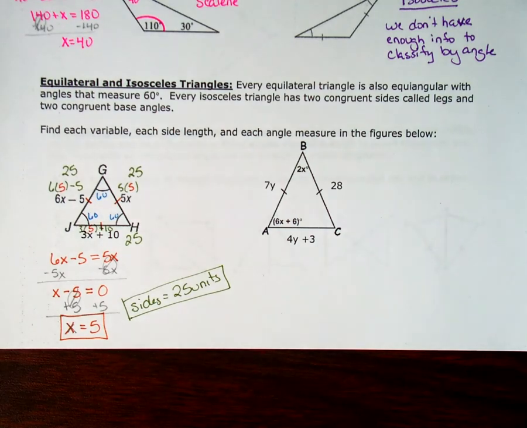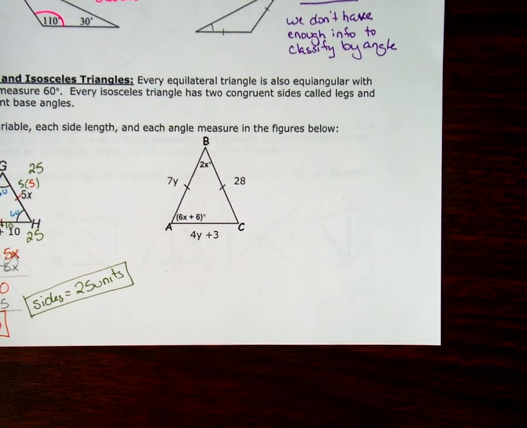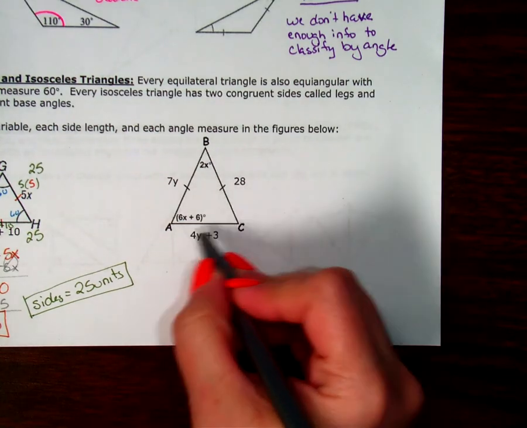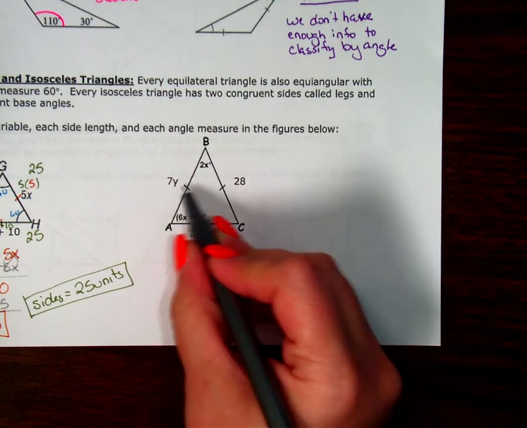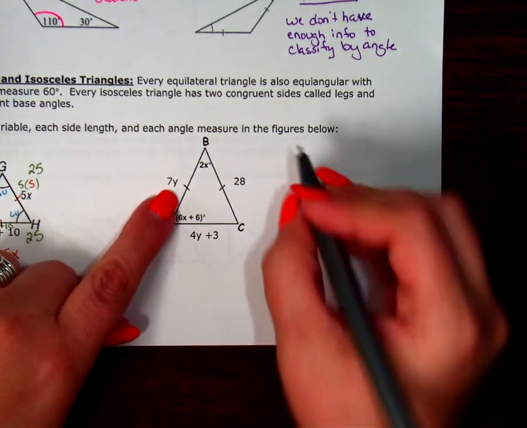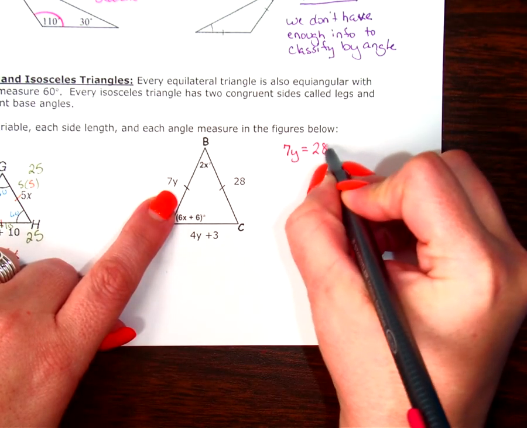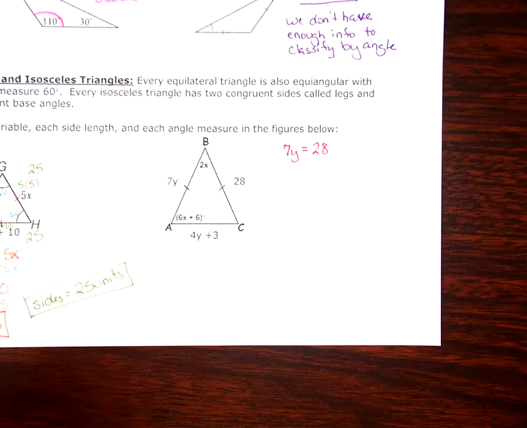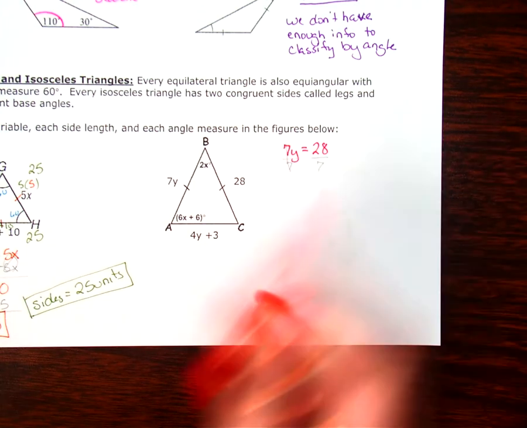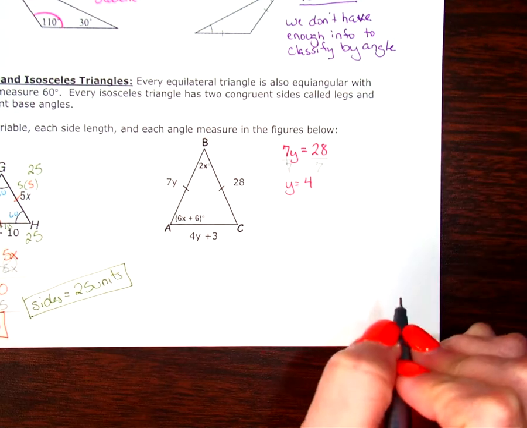Okay. When I come over and look at my isosceles triangle, I know it's isosceles because only two sides are marked the same, the third one is not marked. So we can't say that this one equals either one of these two. It might, but we don't know that for sure. But I do know that 7y is definitely going to equal 28. So to solve that, I'm just going to divide by 7 on both sides. When I do that, I get y equals 4.